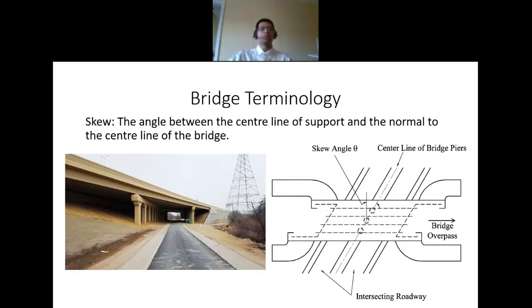Okay, so bridge skew is defined as the angle between the center line of support and the normal to the center line of the bridge. This can be a little tricky to understand initially, but if you look at the photo on the left, from a top view, if you're able to just imagine how it looks from the top, the center line of the bridge and the center line of the road underneath it are not at right angles to each other. And so that suggests that the bridge is skewed. The diagram on the right gives us a better understanding of this. The bridge overpass that's marked here is this bridge.